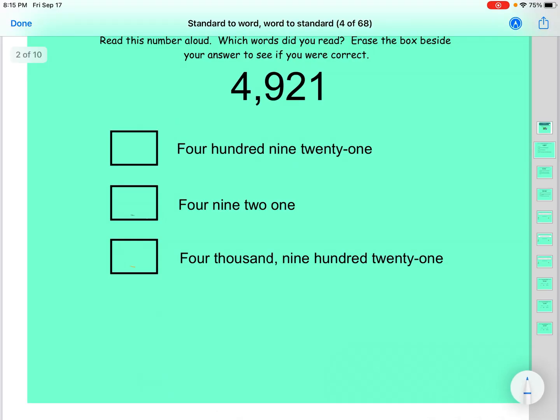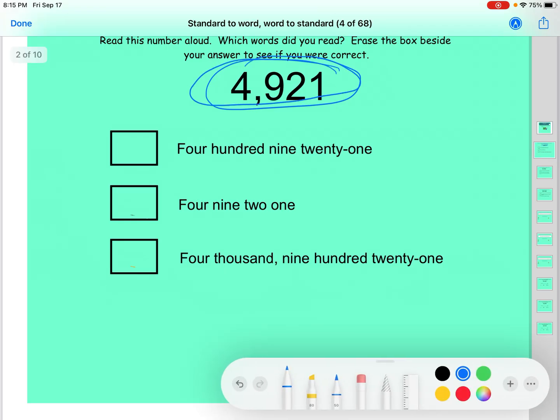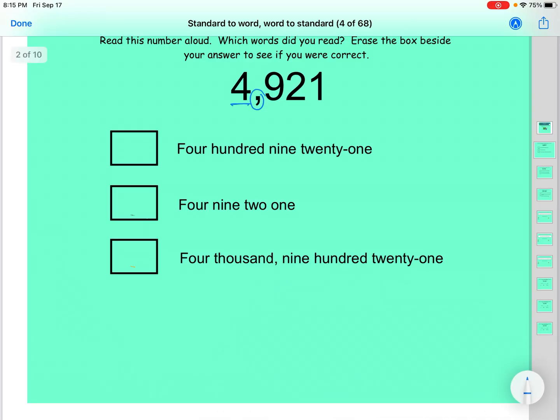So first, we're going to change this number you see right here to words. If you can read this number right here, then you can pick out the correct words for that particular number. So, break it down into two chunks to read the number. 4,921. We have three choices down here at the bottom for our word names.